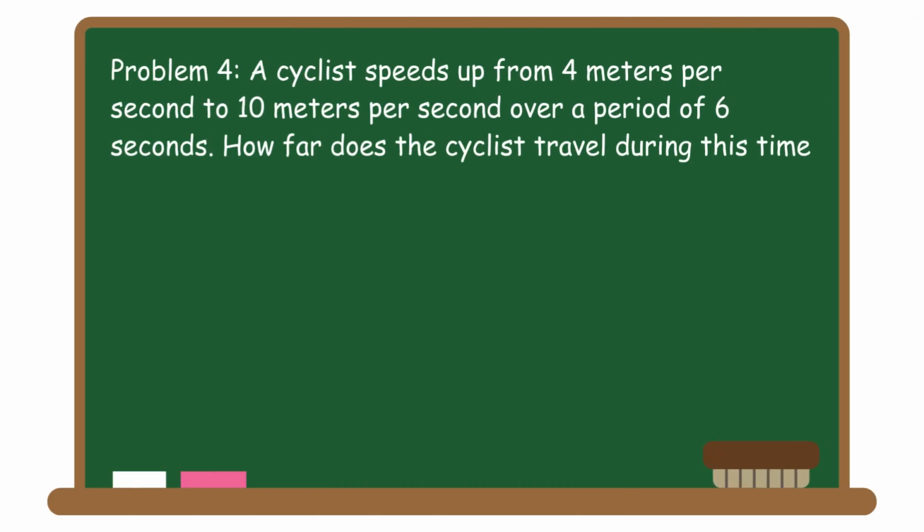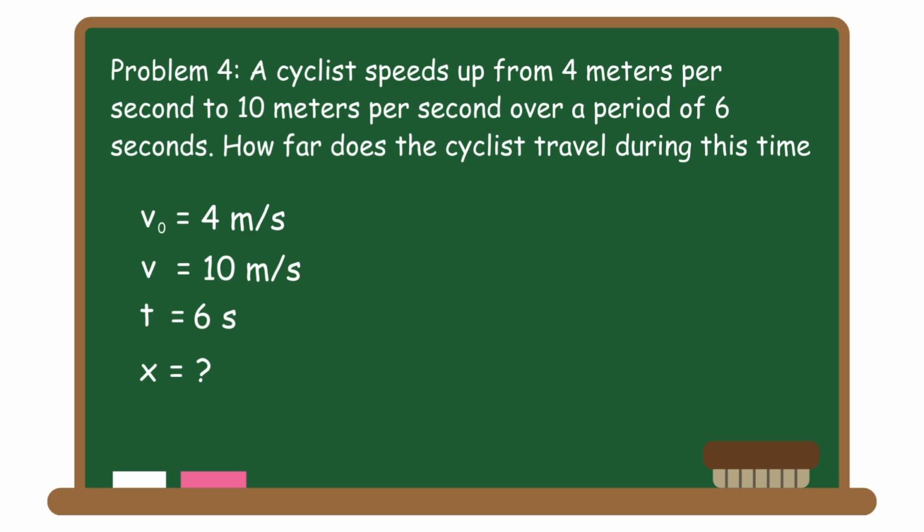Problem 4. A cyclist speeds up from 4 meters per second to 10 meters per second over a period of 6 seconds. How far does the cyclist travel during this time? Let's start by identifying what we know. Initial velocity is 4 meters per second. Final velocity is 10 meters per second. Time is 6 seconds. We're looking for the total distance traveled, the displacement, during this period of acceleration.